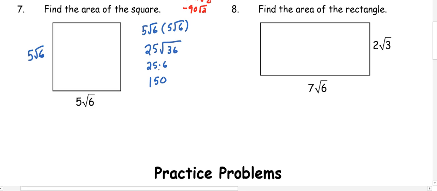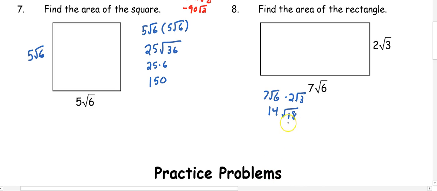Number 8, area of a rectangle. So in a rectangle, they have two different sets of congruent sides. So we're going to use both measures given to us to multiply together. So we have 7 root 6 times 2 root 3. 7 times 2 is 14, root 18.